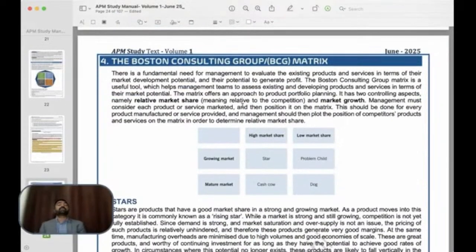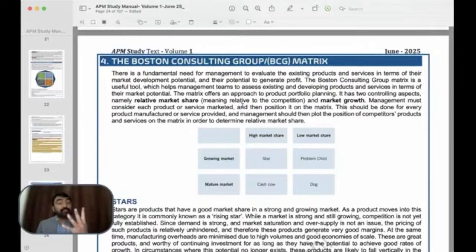Okay, our next topic is now the Boston Consulting Group matrix. This model is normally studied as a portfolio analysis tool, because it is used for analyzing the portfolio of a group that has a large number of products, businesses, segments, and units, and wants to analyze its portfolio within this framework.